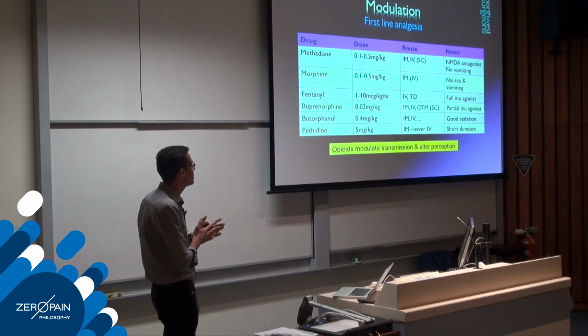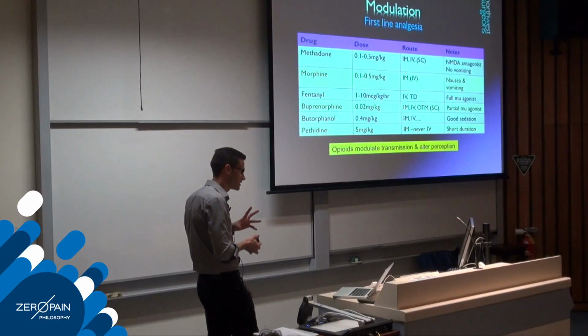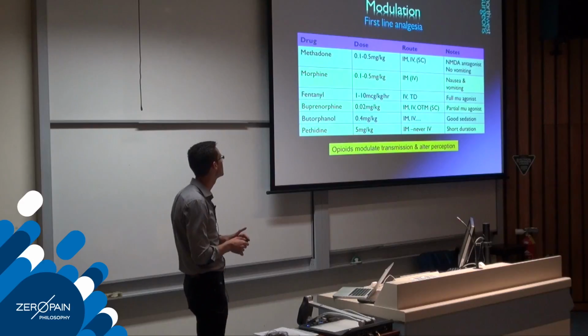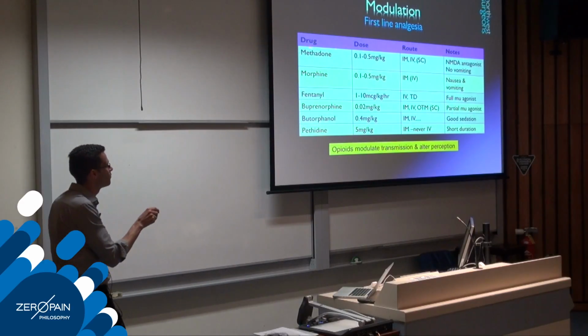Really, our first-line analgesics as far as surgical pain goes are always the opioids, okay? So as I said before, morphine, methadone, very interchangeable. This is the dose range that I tend to use for these drugs, 0.1 to 0.5 mg per kg. The nice thing about both of them is if you use them IV, you have an onset within about 5 minutes, IM 5 to 10 minutes.